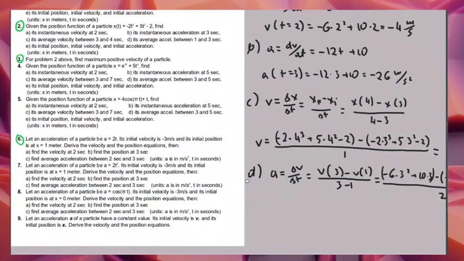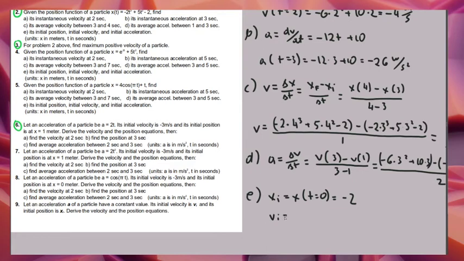Wasn't there something else? Oh yeah, part E. I'm looking at the second problem here, part E: initial position, initial velocity, initial acceleration. Part E is easy. The initial position x_i is the same thing as x at time t equals 0, and it's pretty straightforward to see that that's just minus 2. That's the initial position.